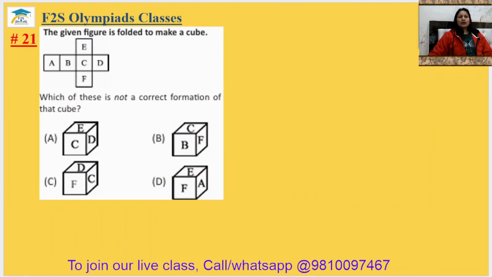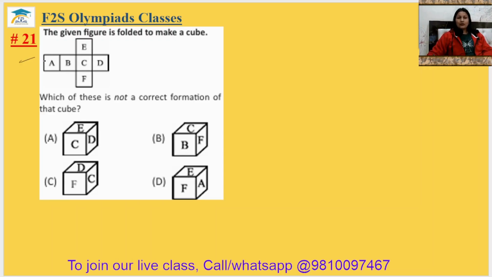This is the third part of our video. Okay, we are solving the grade 5 previous year question paper 2022 set A. So let's start from question number 21. The given figure is folded to make a cube in this way. Which of these is not a correct formation of the cube?